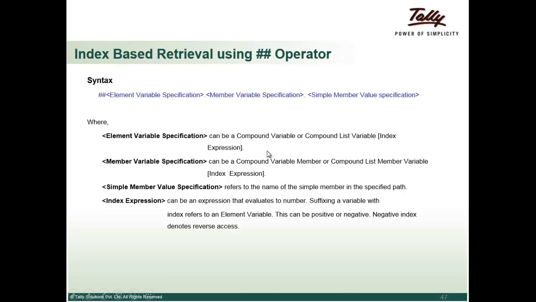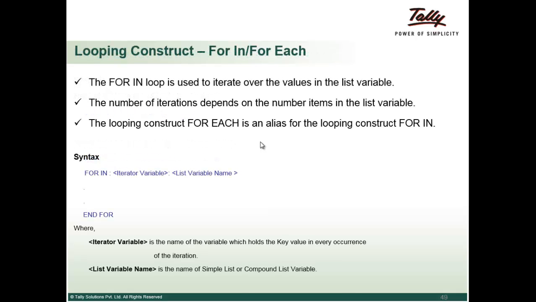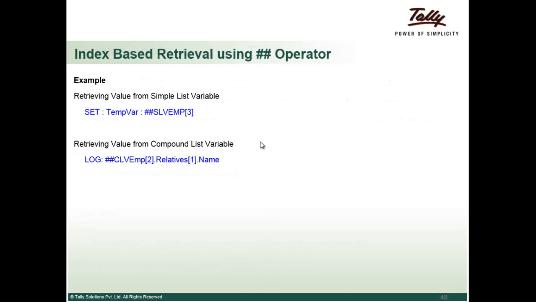So we know that the index can be either positive or negative. If it is positive, then the traversing will be from top to bottom. If you give negative, then the traversing will be from bottom to top, that is the reverse. So now we saw index-based retrieval using hash. We are also aware of this already.